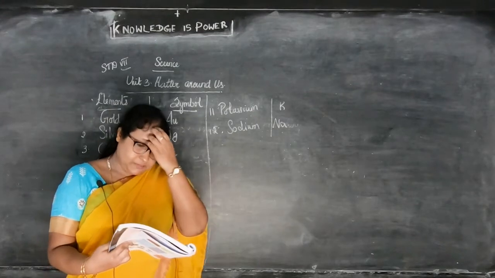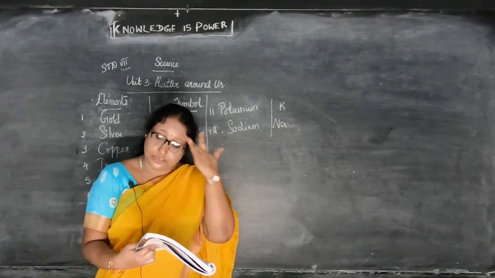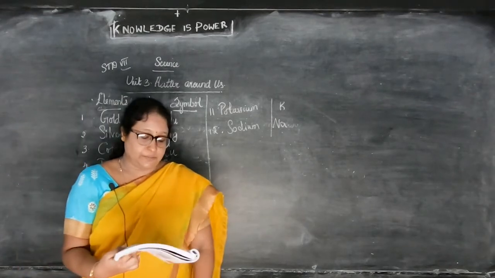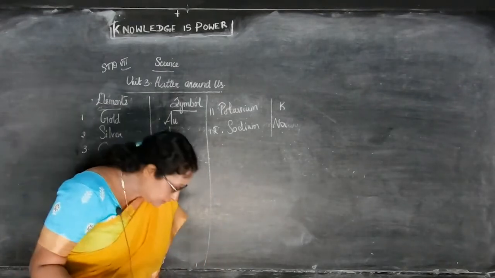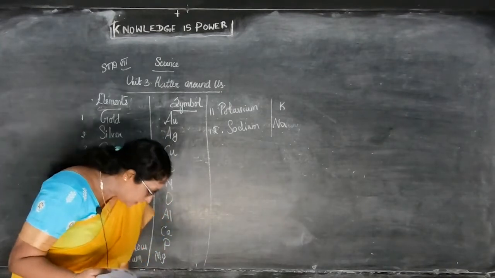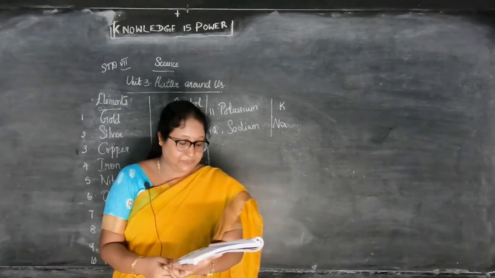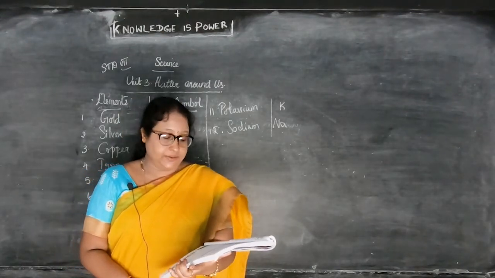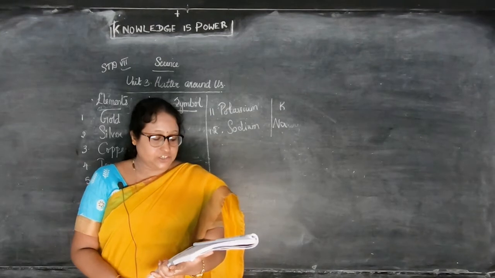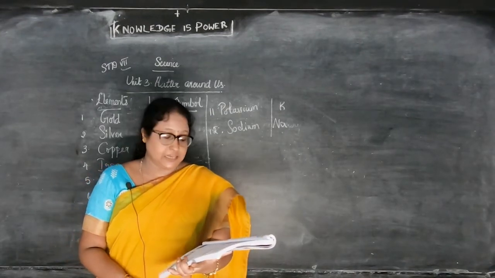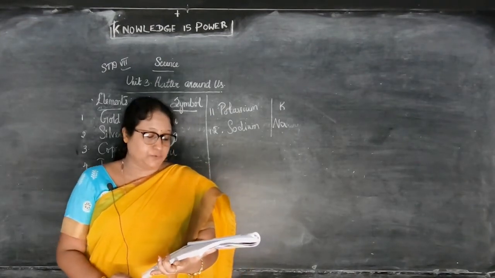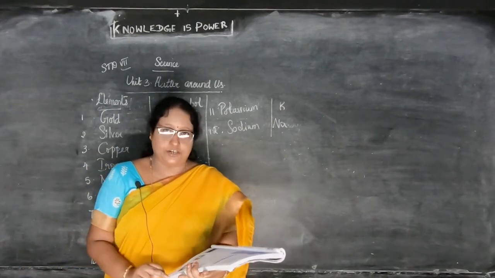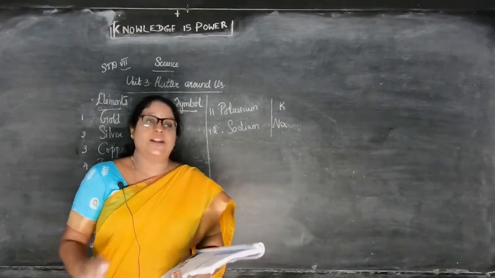Now we'll see the elements in the human body. Nearly 99% of the mass of a human body consists of 6 chemical elements. So how many elements, children? 6 chemical elements in a human body. That is oxygen, carbon, hydrogen, nitrogen, calcium and phosphorus. Another 5 elements make up most of the least percentage. They are potassium, sulfur, sodium, chlorine and magnesium.